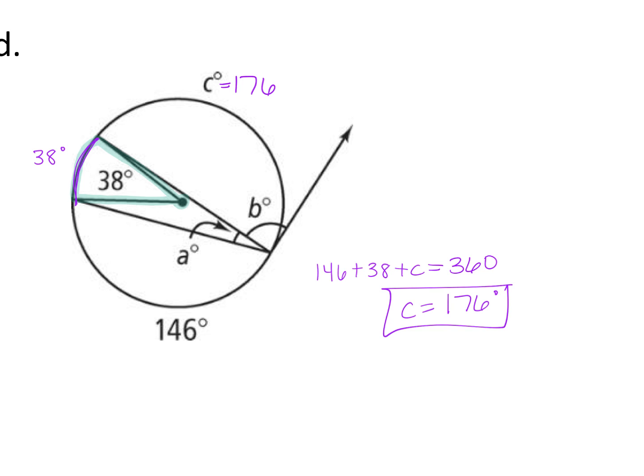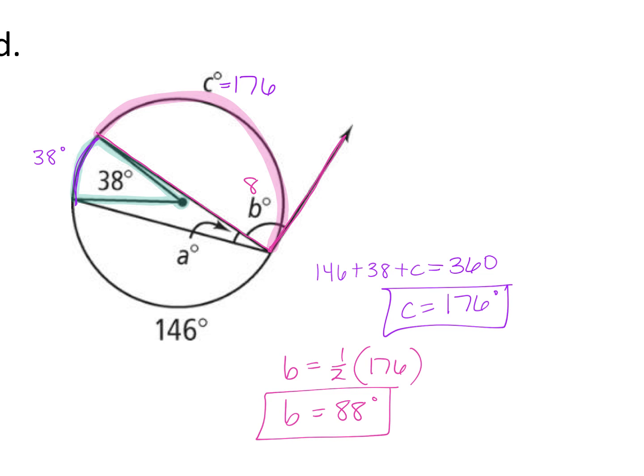Then you take C divided by 2 to get B. Okay, so here's the deal with B. This is a tangent. This is a chord. Its intercepted arc is the 176, right? So if the intercepted arc is 176, you're going to take half of that. So B is half of 176. Guys, my brain is not in mental math mode today. B is 88. Okay, so that's this angle.